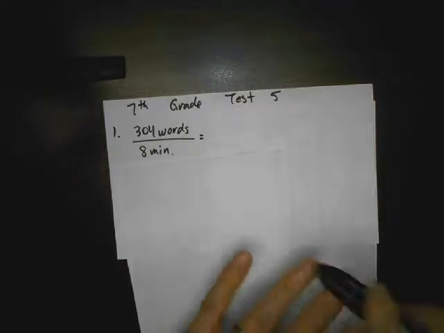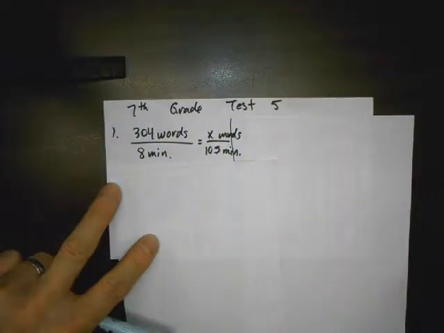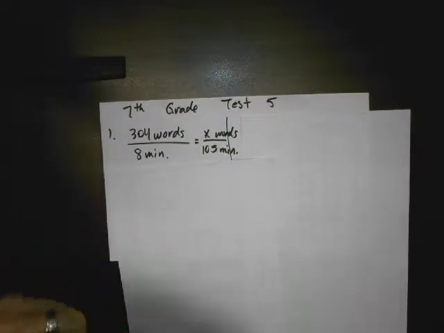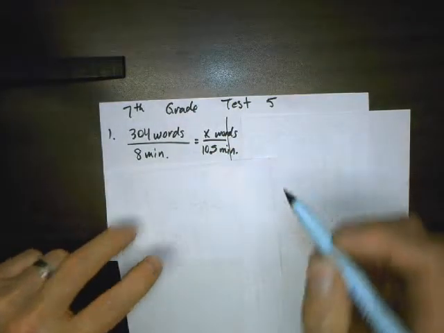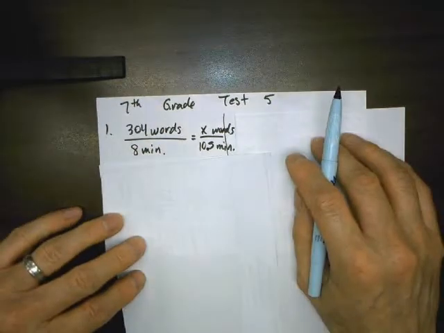Well, they give us a rate of 304 words per 8 minutes, and generally speaking, we want to put time on the bottom, right? So 304 words per 8 minutes means over 8 minutes. And they say how many words, so I have to keep words on top if I already have words on top, correct? So how many words would it be, or x words, because we use a variable for a missing number, a missing value, for 10.5 minutes? So I've got words on top, minutes on the bottom, minutes on the bottom.